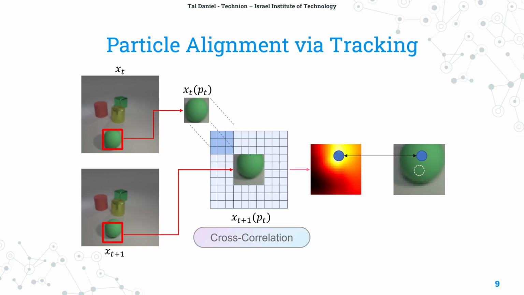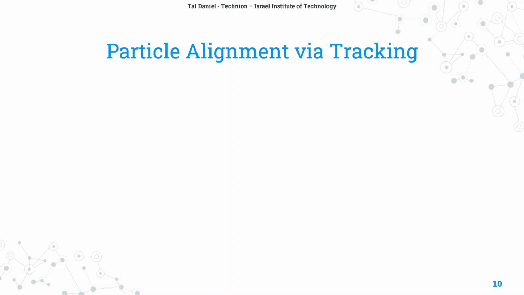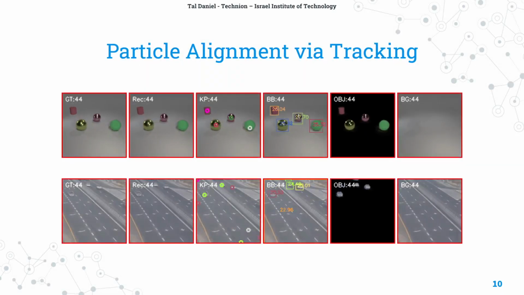Note that our underlying assumption is that the displacement or delta between frames is small. This assumption would not hold in case objects can vanish and reappear in different locations. We can see that the particles are tracked correctly across time.